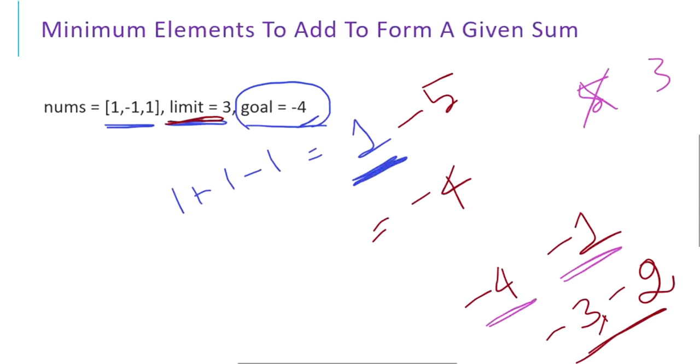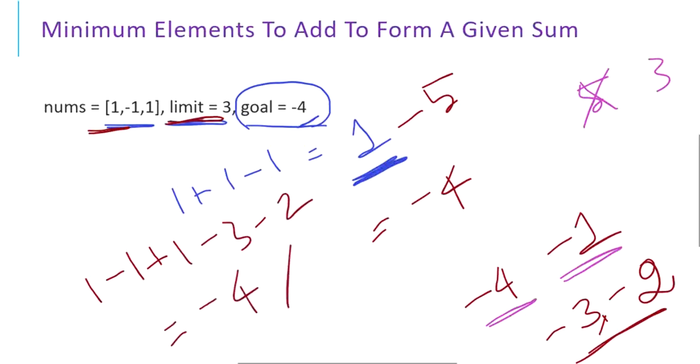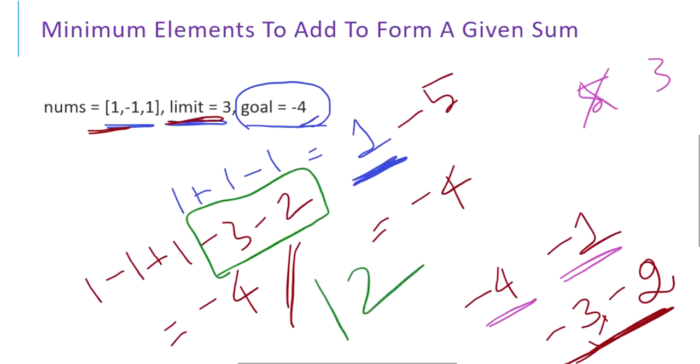And if you add minus 3 and minus 2 with the given numbers, it will result to minus 4. That is 1 plus 1 minus 1 minus 3 minus 2 will overall give us minus 4. Thus we have reached our goal. So these are the two numbers that have to be added to the given array, and we require overall two numbers to add to the array. So that is going to be our output.